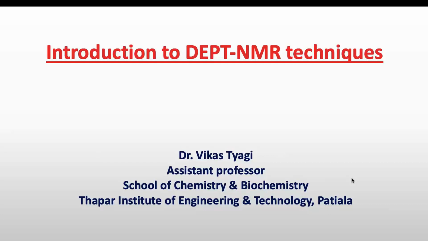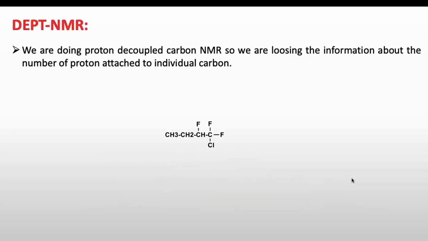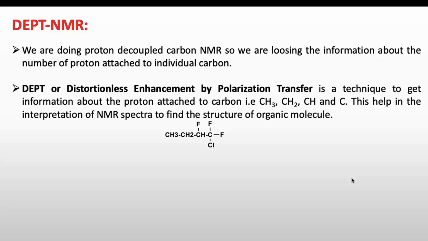In this lecture, I will discuss the DEPT NMR technique. So what is DEPT? We are doing proton decoupled carbon NMR generally, as we have discussed in the section of carbon NMR. So we are losing the information about the number of protons attached to individual carbon. So DEPT, or distortionless enhancement by polarization transfer, is a technique to get the information about the protons attached to carbon. That is, whether we have CH3, CH2, CH or quaternary carbon in a molecule. So we can find how many methyl, how many CH or how many quaternary carbons we have in our molecule. This helps to interpret the NMR spectra to find the structure of organic molecules.